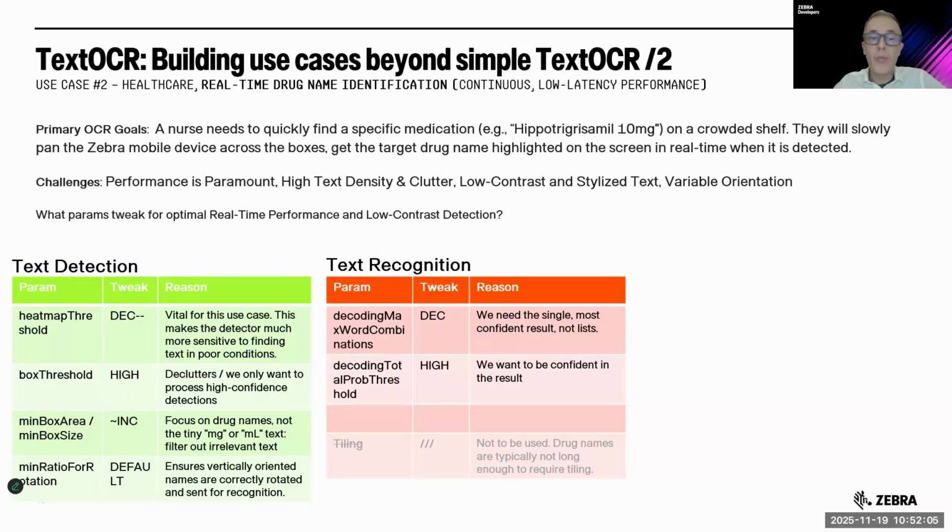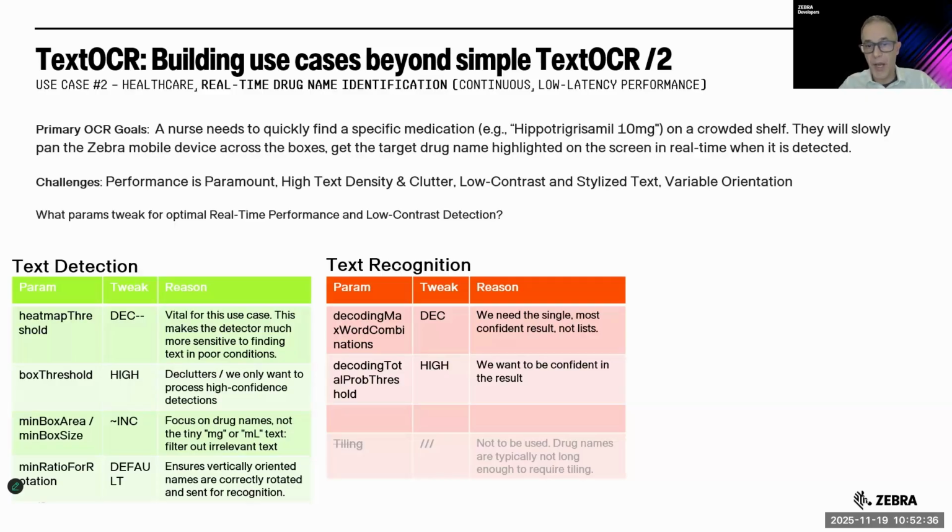decoding the word combination, max word decoding, you want to decrease it because you want a single word to be returned, not an option to choose among them. And then you also want to set high the total probability, because you want only one result that is considered extremely confident.